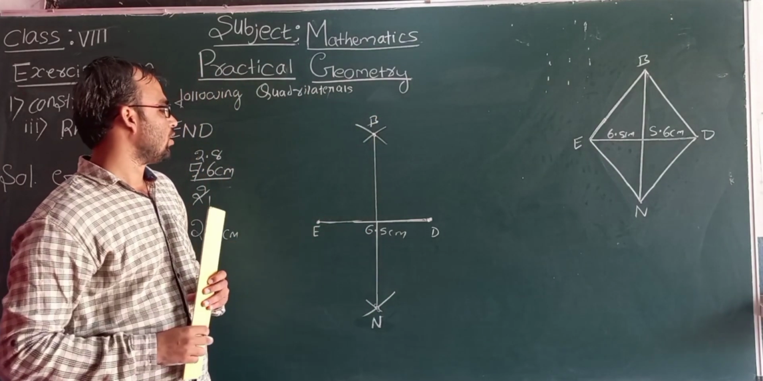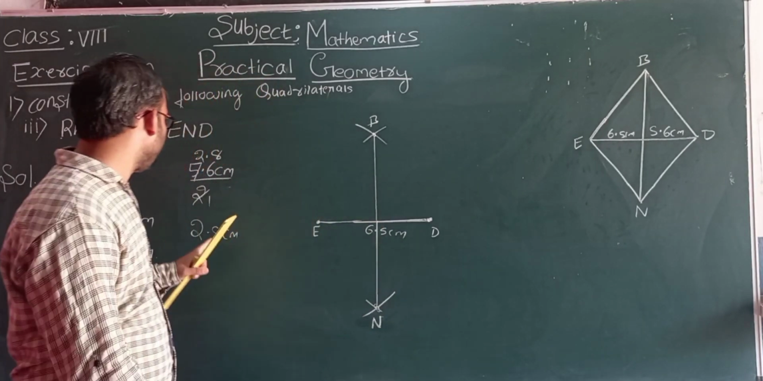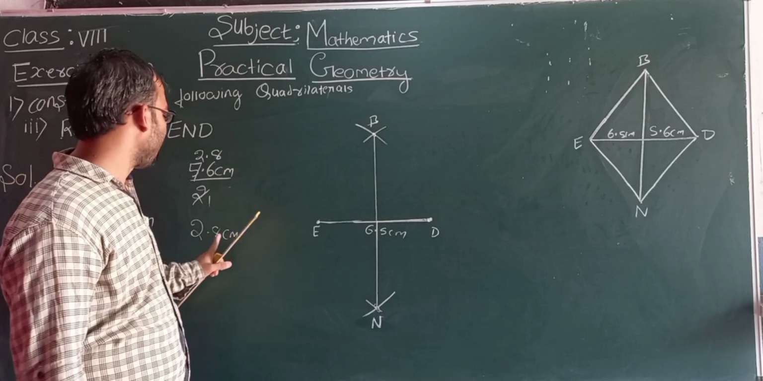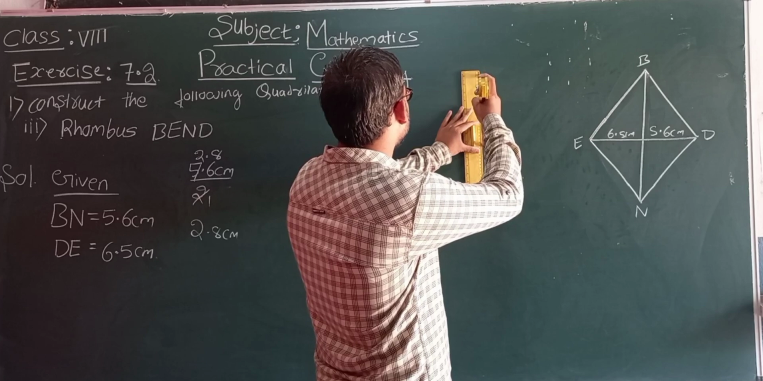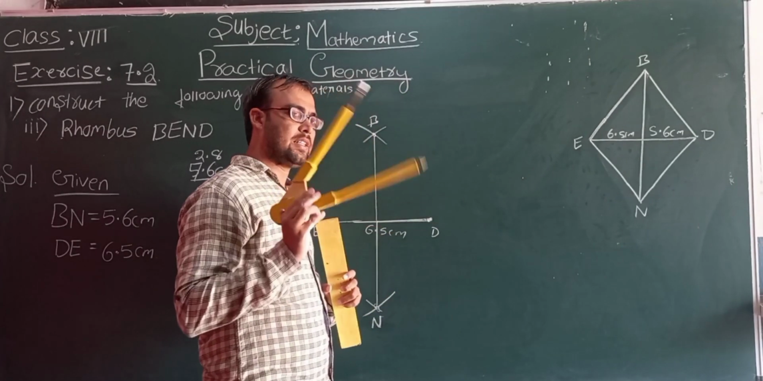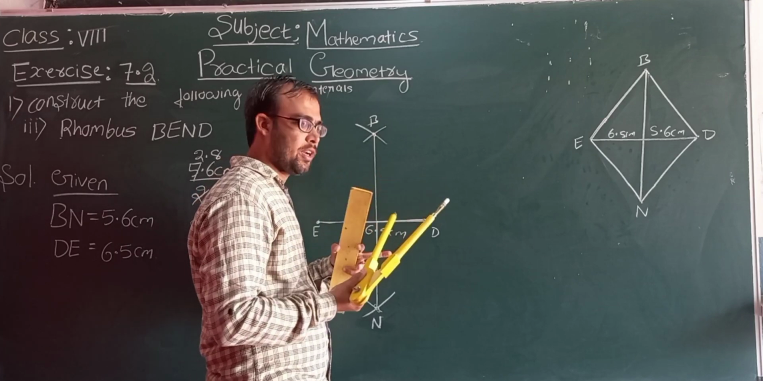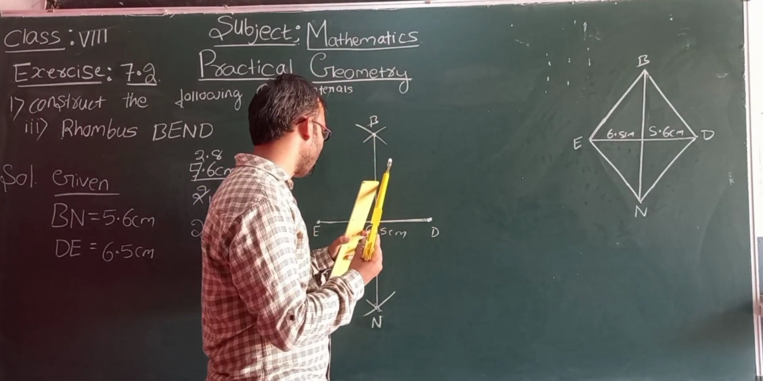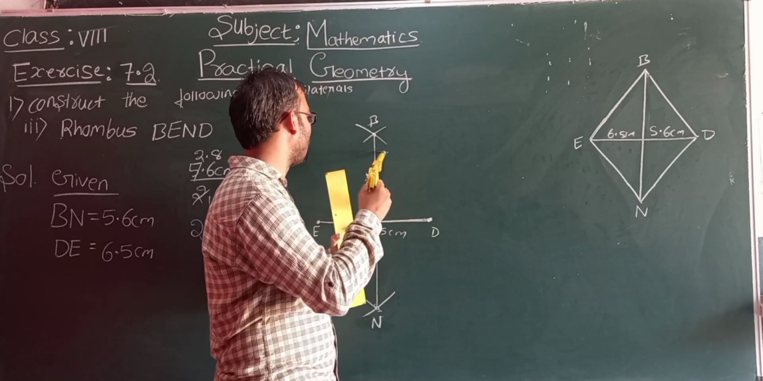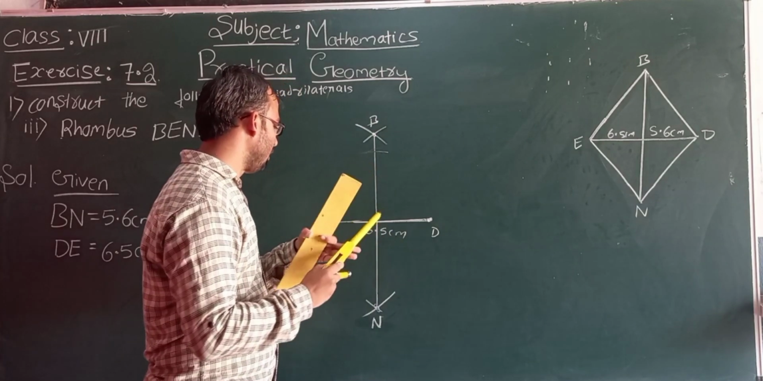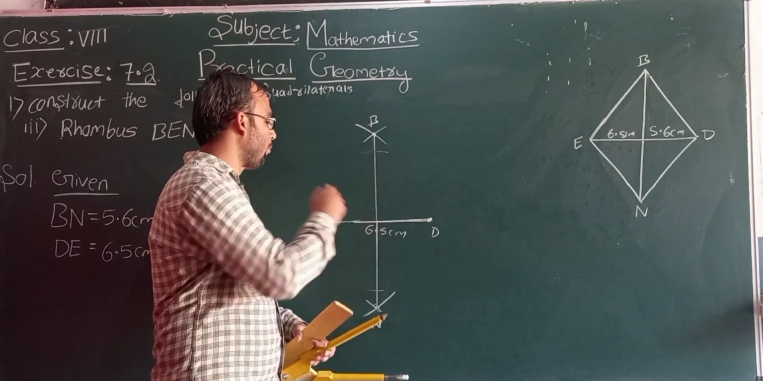Now what have we done? We have drawn the perpendicular bisector for ED. Now look here. When we divide 5.6 by 2, we get 2.8. So take a scale and set the compass to 2.8 centimeter. With this point of intersection you have to draw the arc, and with this point also you have to draw the arc. Now join the point of intersection.